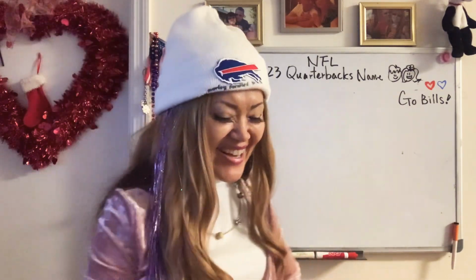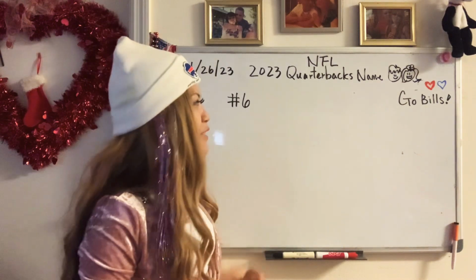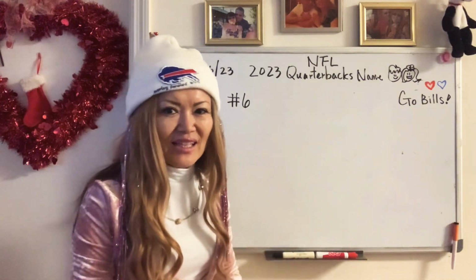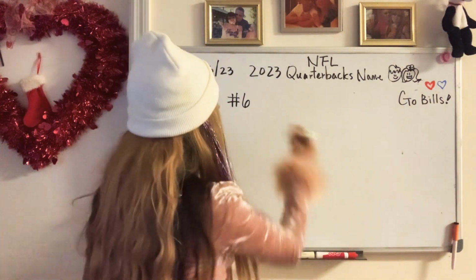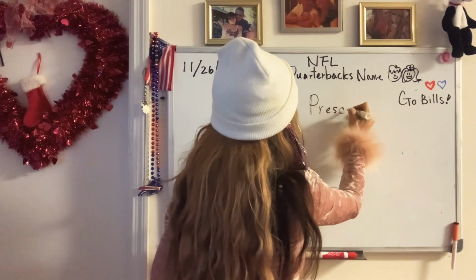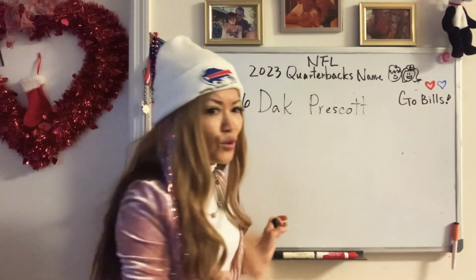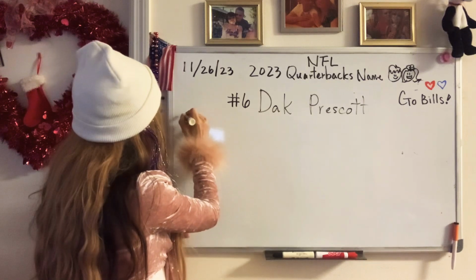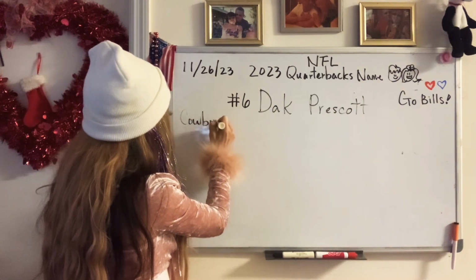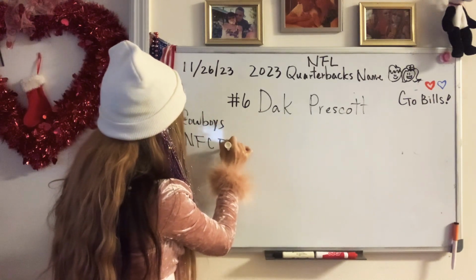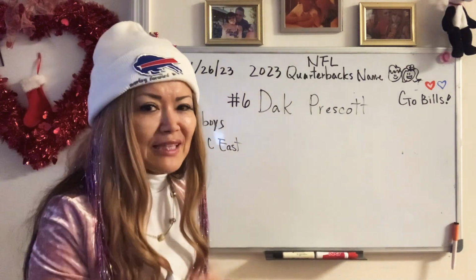Okay, let's learn NFL 2023 quarterbacks' names in Korean. Number 6, in alphabetical order, is Dak Prescott. Ooh, Cowboys fans are just screaming at me. All right, go Bills. Yeah, Dak Prescott is a Cowboy. Dallas Cowboys are NFC East. If I make a mistake, please let me know. I'm learning every day.